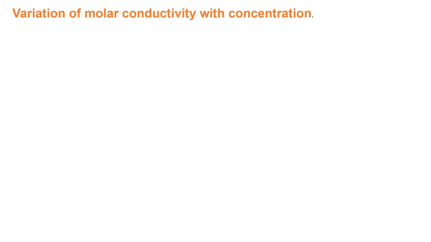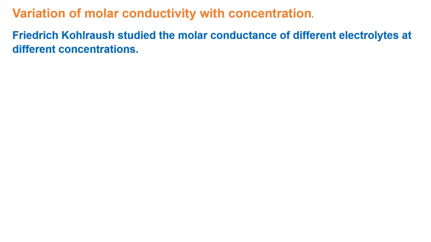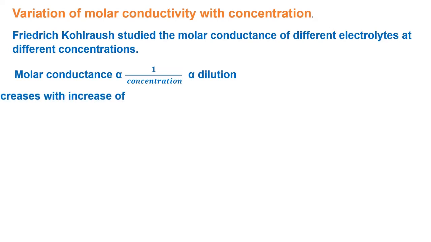Let us enter into the topic. Variation of molar conductivity with the concentration. The scientist Friedrich Kohlrausch studied the molar conductance of different electrolytes at different concentrations. We have studied that the molar conductivity is the conductance of the electrolytic solution which contains 1 mole of the electrolyte. At the end of the study, the molar conductance is directly proportional to dilution or inversely proportional to the concentration. The higher the concentration, the lower the molar conductivity.